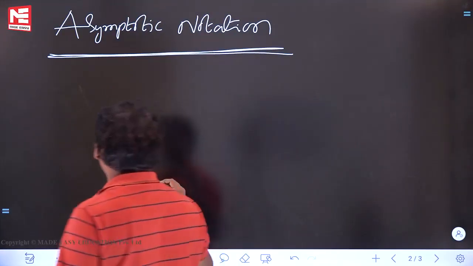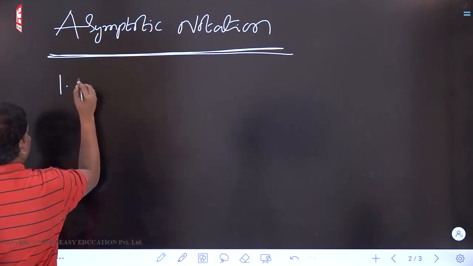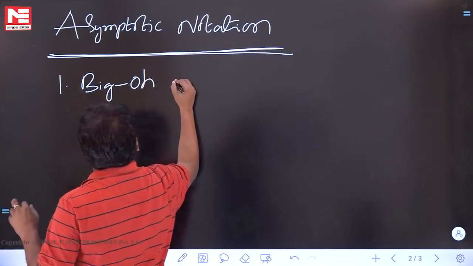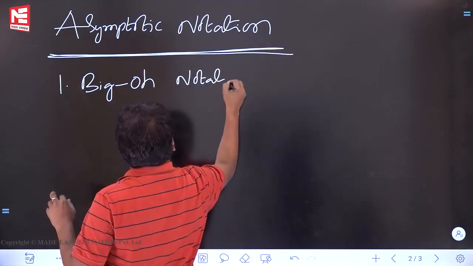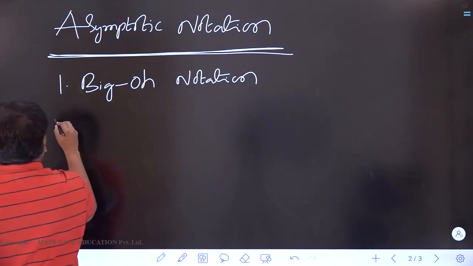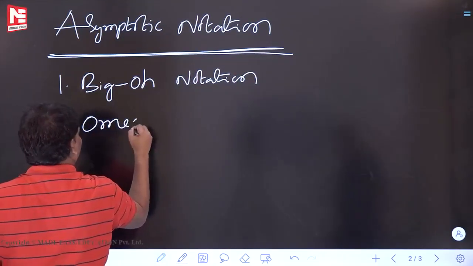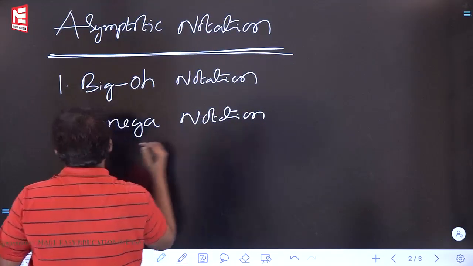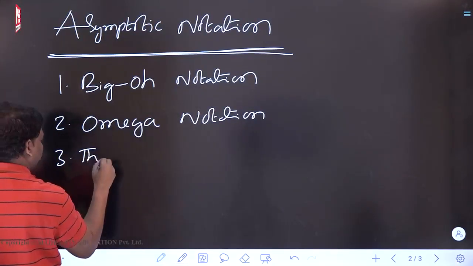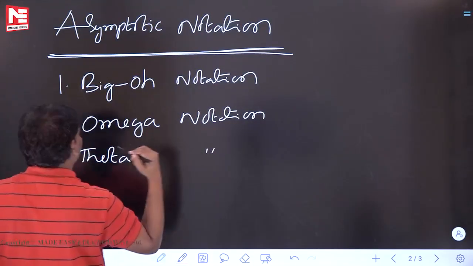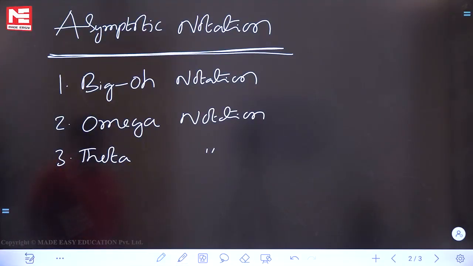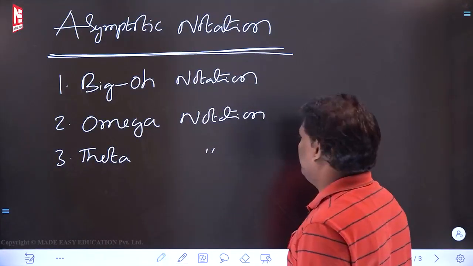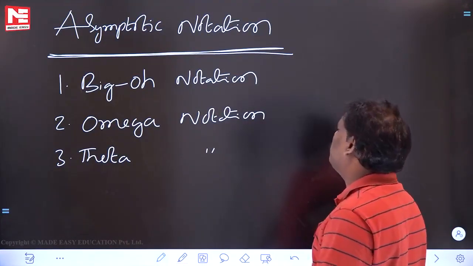The topic name is asymptotic notation, which internally contains three things. What is the first thing? Big O notation. The first one is going to be big O notation. The second one is omega notation. The third one is theta notation. Big O notation, omega notation, theta notation. Asymptotic notation contains these three parts. Right? Fine. Please be careful. This is one more very important topic.